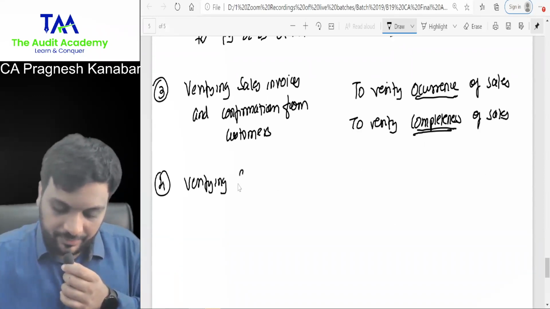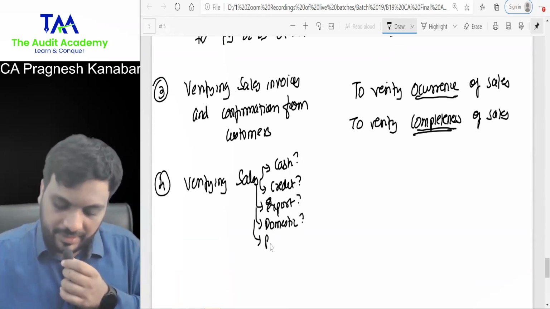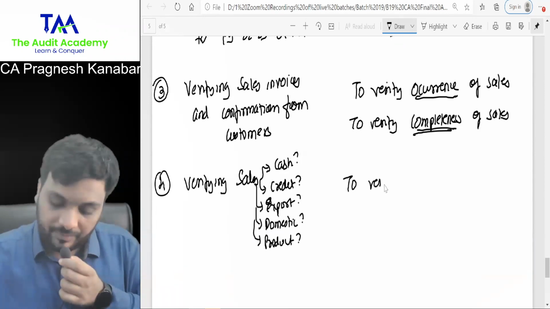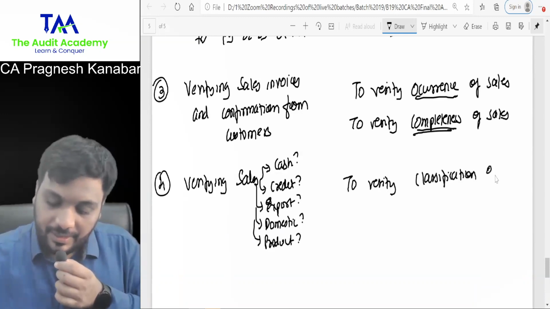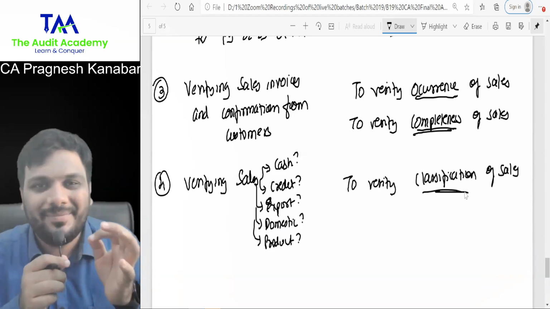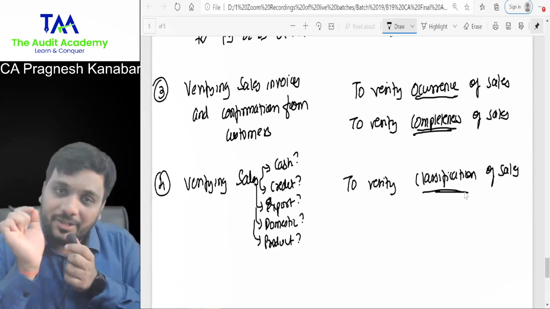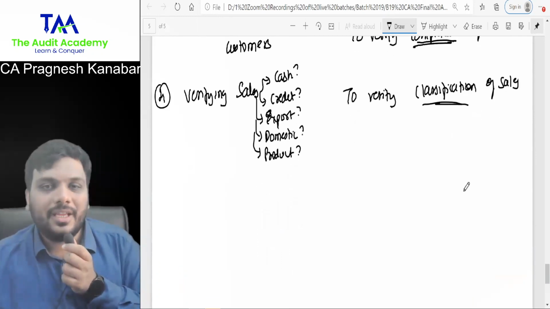Then I am verifying the sales: how much is cash sale, how much is credit sale, how much is export, how much is domestic sale, whether product-wise it has been correctly recorded or not. Then I'm trying to verify the classification, whether things have gone into the correct account. Classification means whether things have gone into the correct account, where they should have been posted, whether they have been posted there or not. I'm trying to verify the classification of sales.